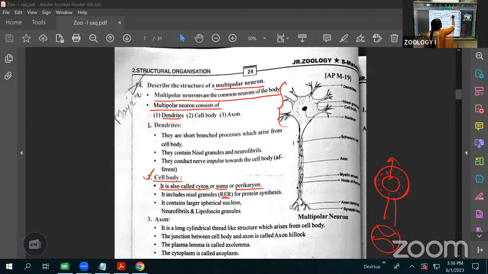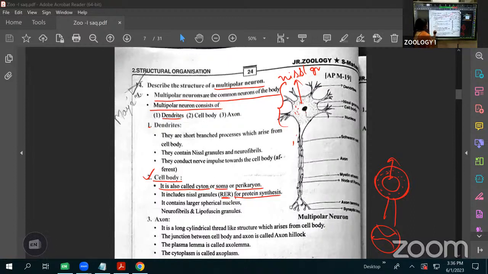These granules we call Nissl granules. The dotted structures are called Nissl granules. They are made up of rough endoplasmic reticulum. The Nissl granules are mainly useful for protein synthesis.